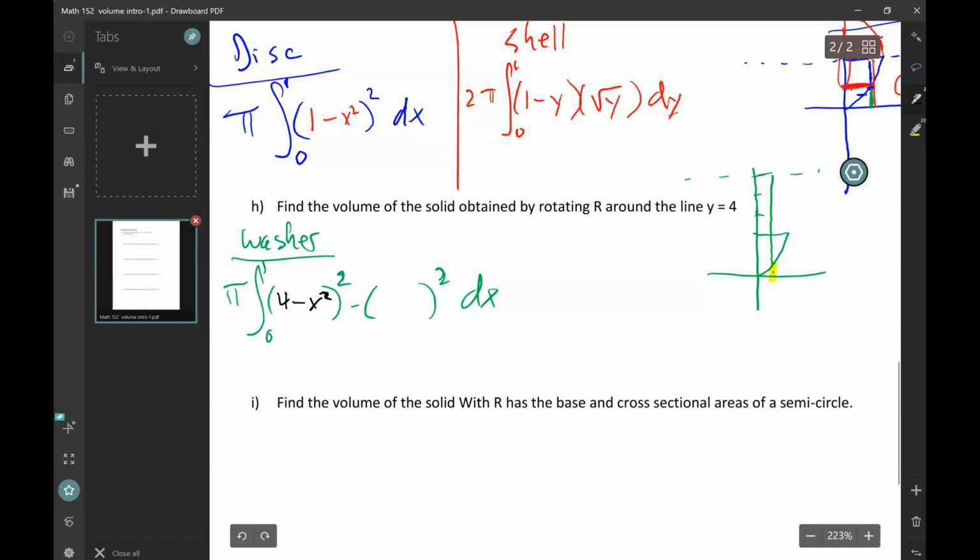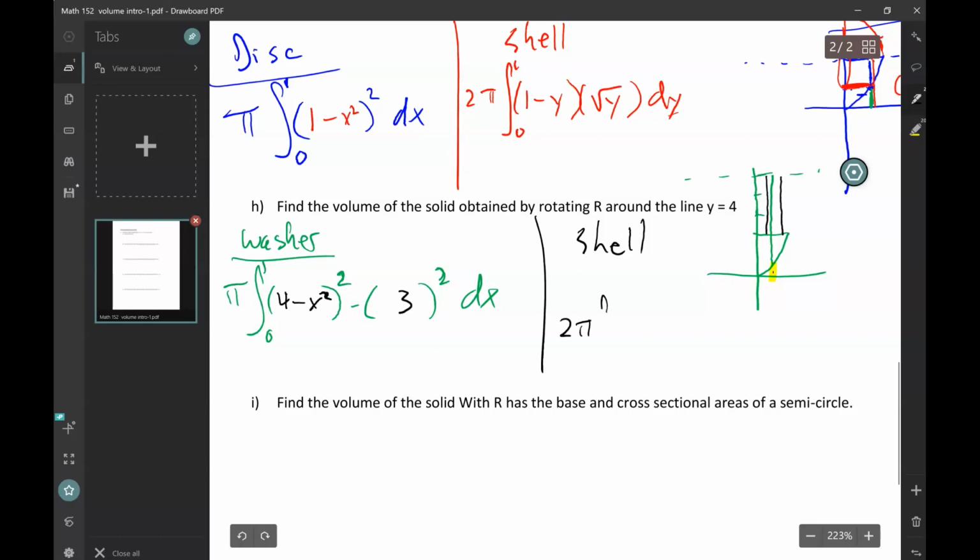And then my little r is going to be a little line like that. And that's the same no matter where I draw it, because the inside edge of the region is parallel to the line of rotation. So that's always going to be 3. Boom. So that's a pretty easy washer method. Pretty easy integral setup. Let's take a look at shell and see if it's better or different.